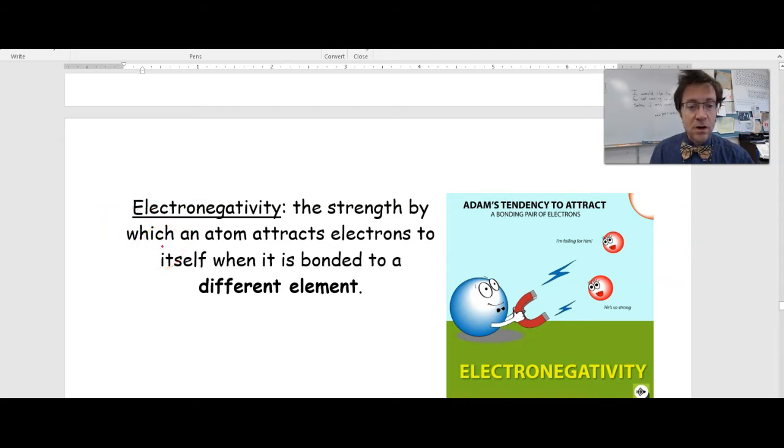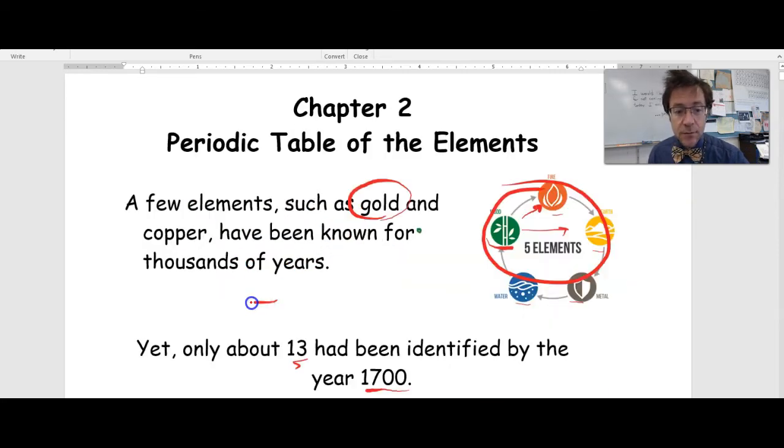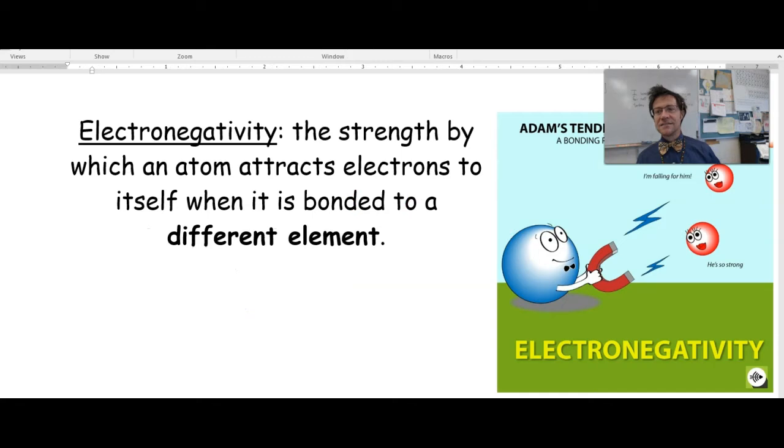Electronegativity is the strength by which an atom attracts electrons to itself when it is bonded to a different element. Sorry, technical glitches again. Okay, so electronegativity is the strength with which an atom pulls on electrons when it is bonded to a different atom. And this is actually really important, this different part.